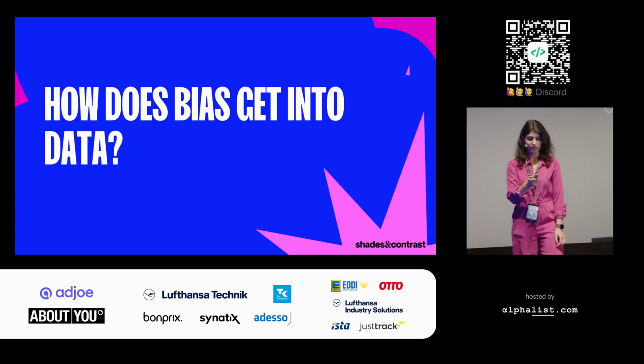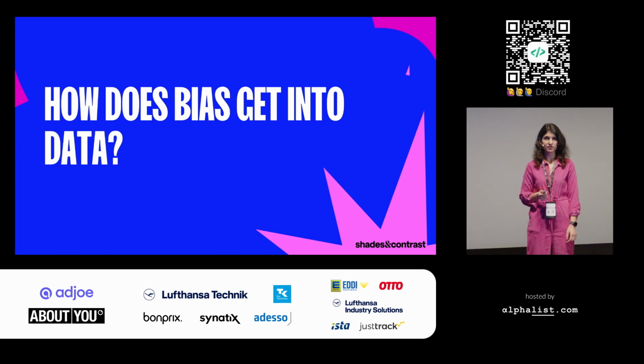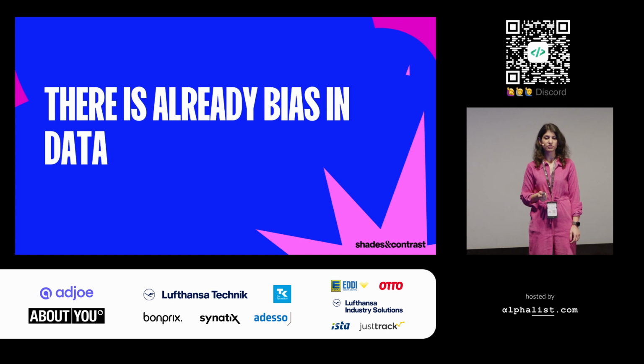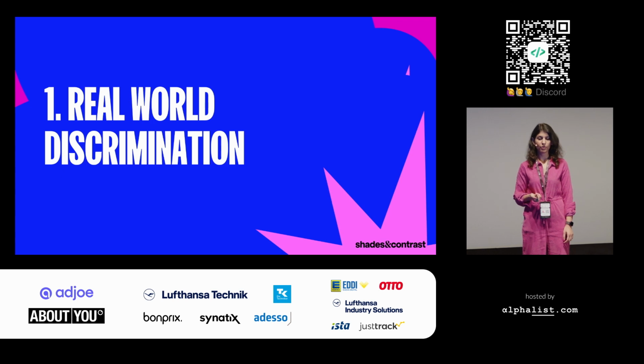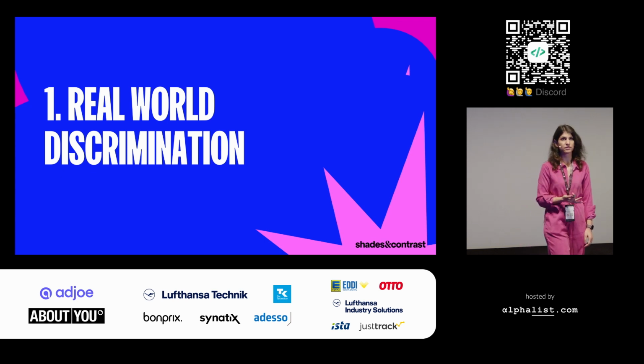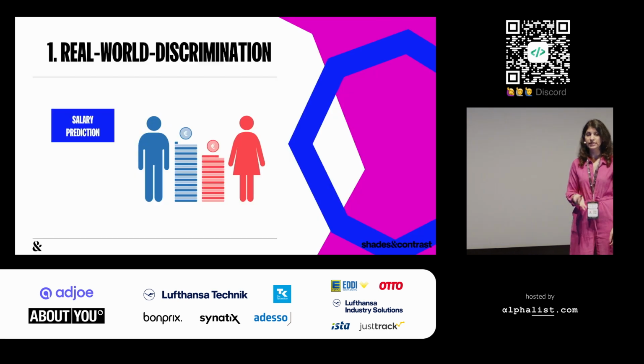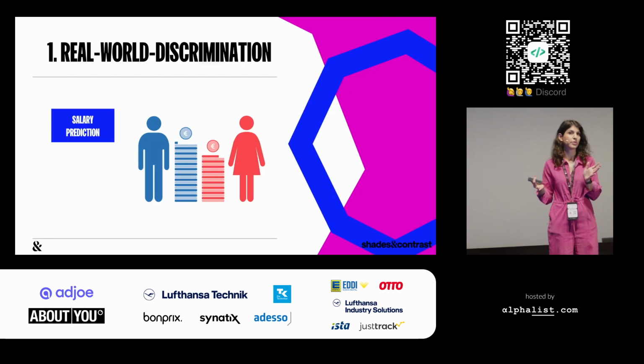Okay, yeah. So there are several reasons, both going in the right direction. There is already bias in data. That's the first point, because there's real-world discrimination, right? We are facing discrimination in reality, and it's also reflected in the data. One example is the gender pay gap.